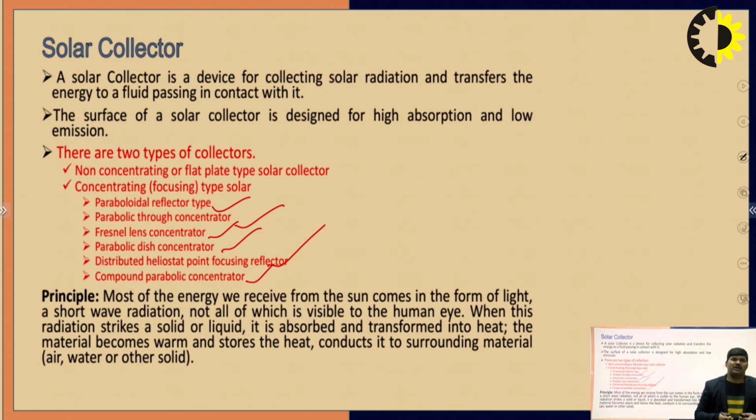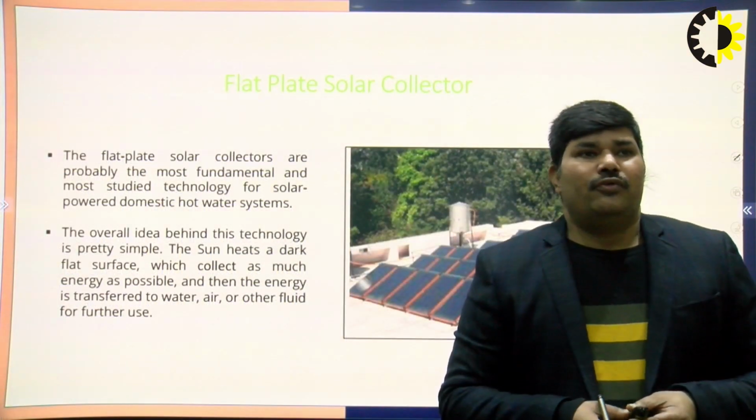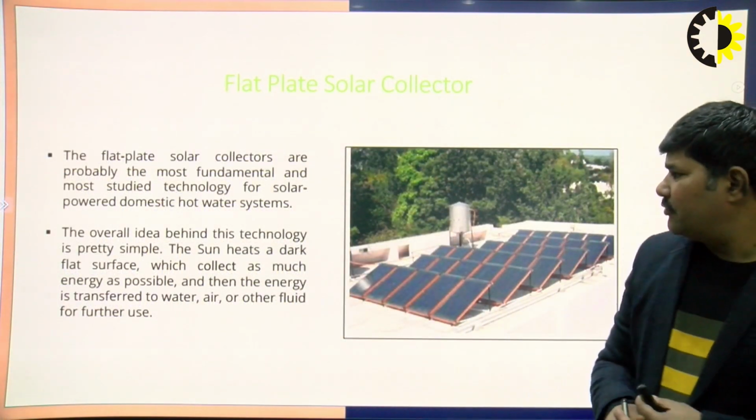Most of the energy we receive from the sun comes in the form of light, short wave radiation, not all of which is visible to the human eye. When this radiation strikes a solid or liquid, it is absorbed and transformed into heat, and the material becomes warm and stores the heat. So the flat plate solar collector, you can see here in the figure.